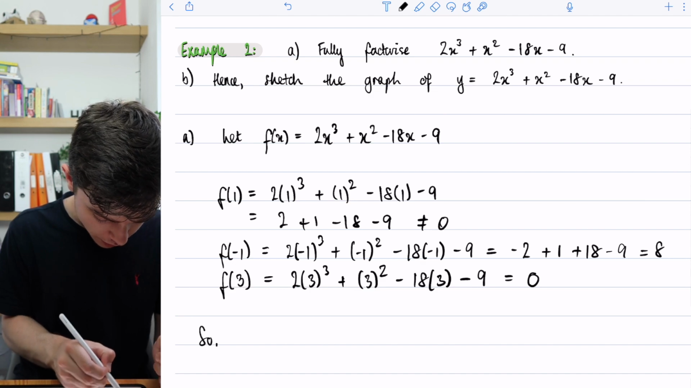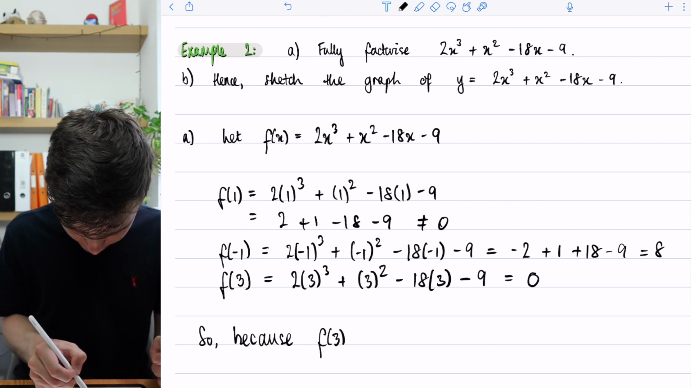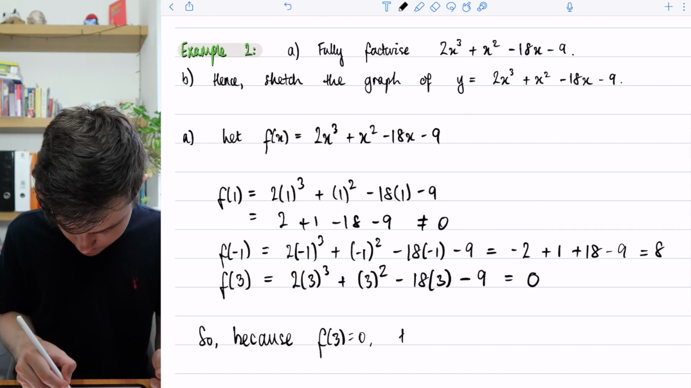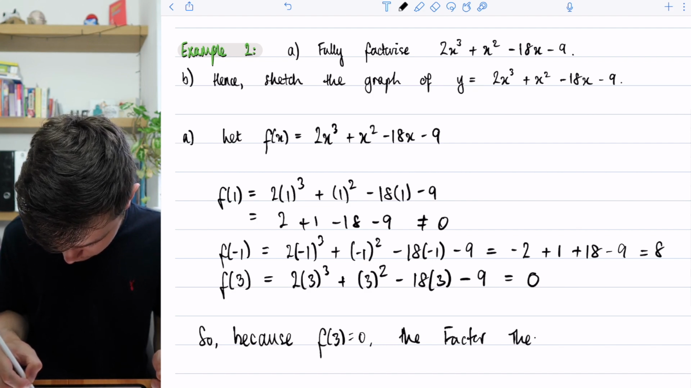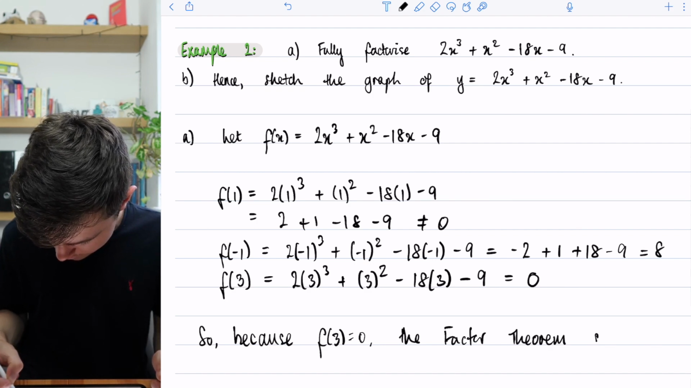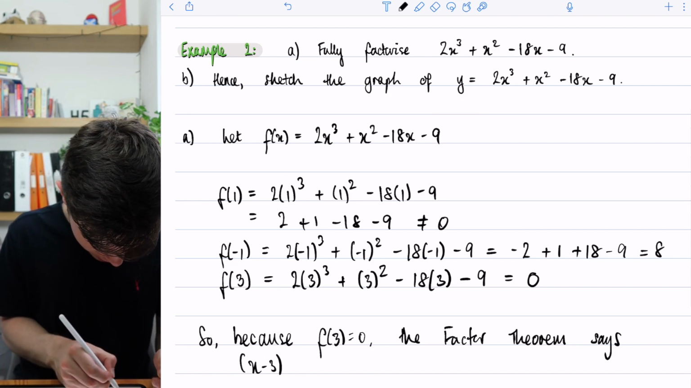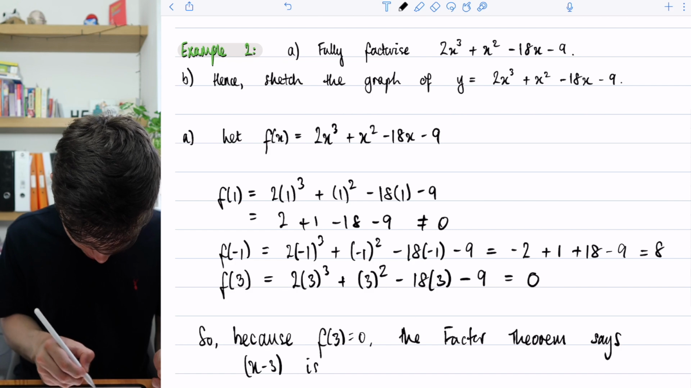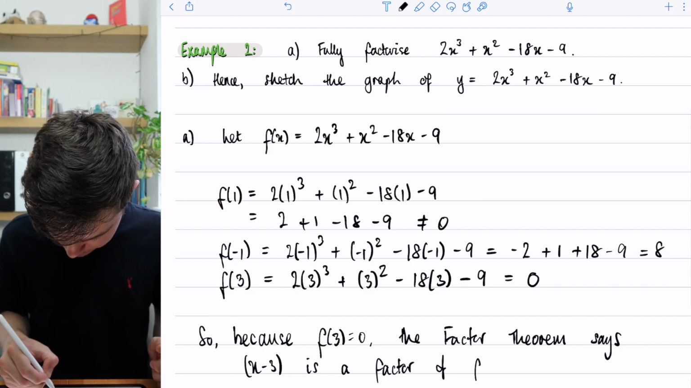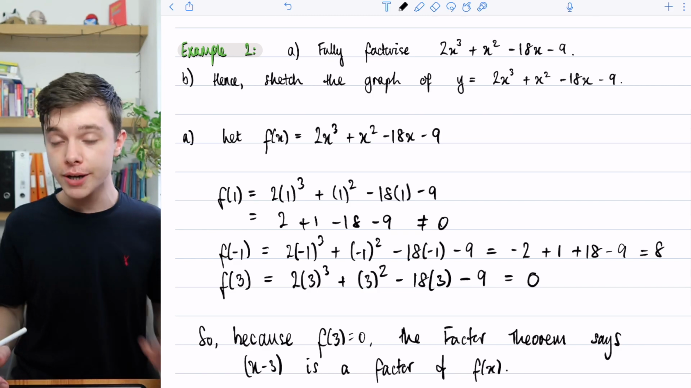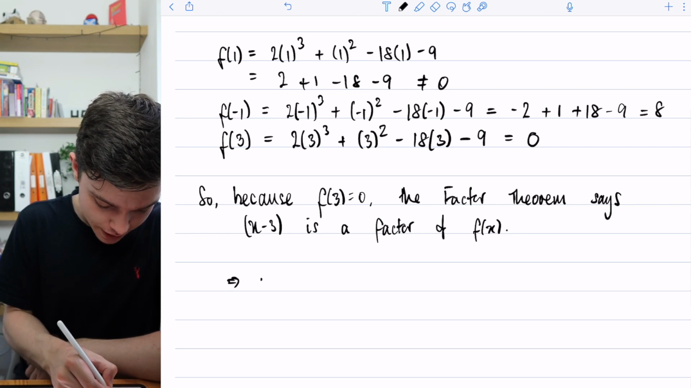So because f of 3 is equal to 0, the factor theorem says this: x minus 3, and that's a bracket there, x minus 3 is a factor of f of x.